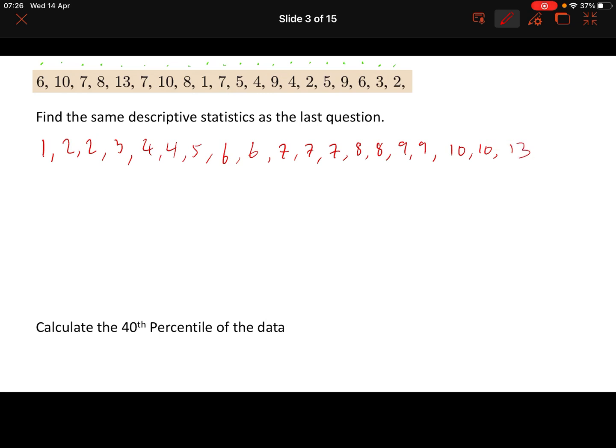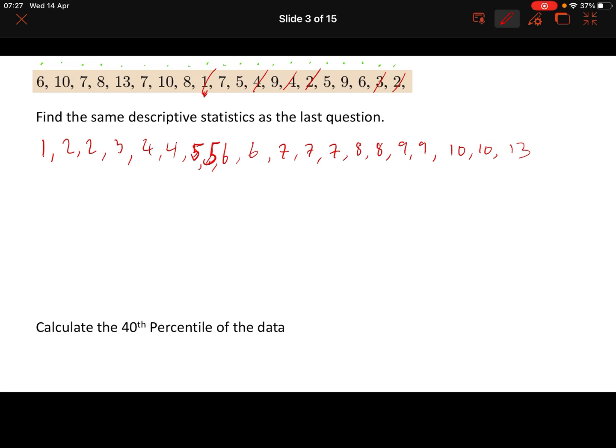Let's count. 1, 2, 3, 4, 5, 6, 7, 8, 9, 10, 11, 12, 13, 14, 15, 16, 17, 18, 19. I have missed one. What have I missed? So I've got a 1, 2 2s, let's cross them off, 3, 2 4s, I've got a 5, 2 5s, that's where it was, so let's put another 5 in there. Okay, 2 5s. Okay, so now we're in a position to answer all the questions.